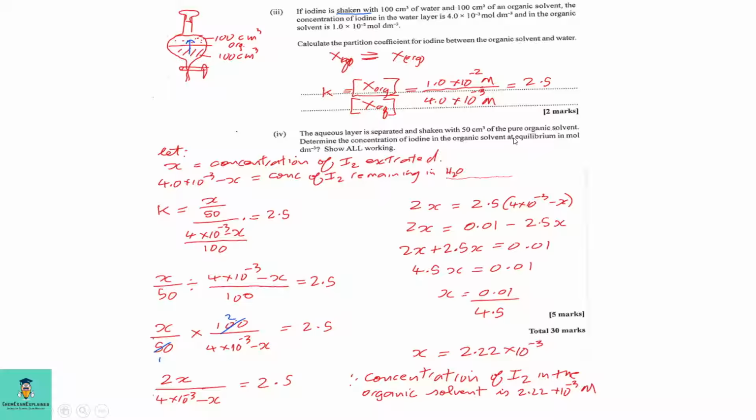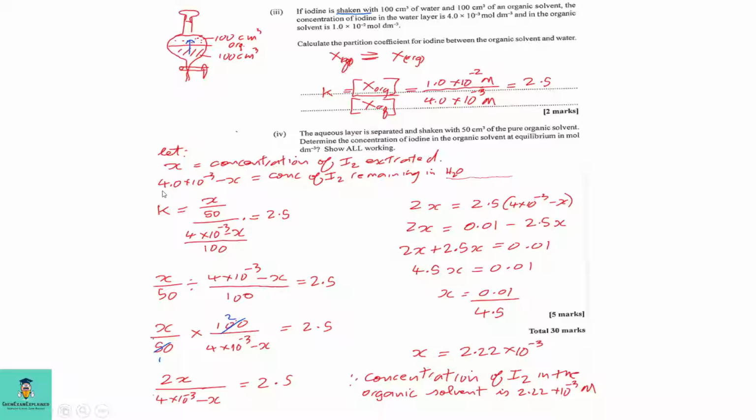Now, remember that we had 4.0 times 10 to the minus 3 in the aqueous layer. And we want to find out, if that amount is in the aqueous layer and we shake now with 50 cm³ of organic solvent, how much will be removed from the aqueous layer into the organic solvent? And remember again that we already found K. K is equal to 2.5. So now we're going to write a simple statement. Let X be equal to the concentration of iodine extracted. This is the iodine extracted into the 50 cm³.